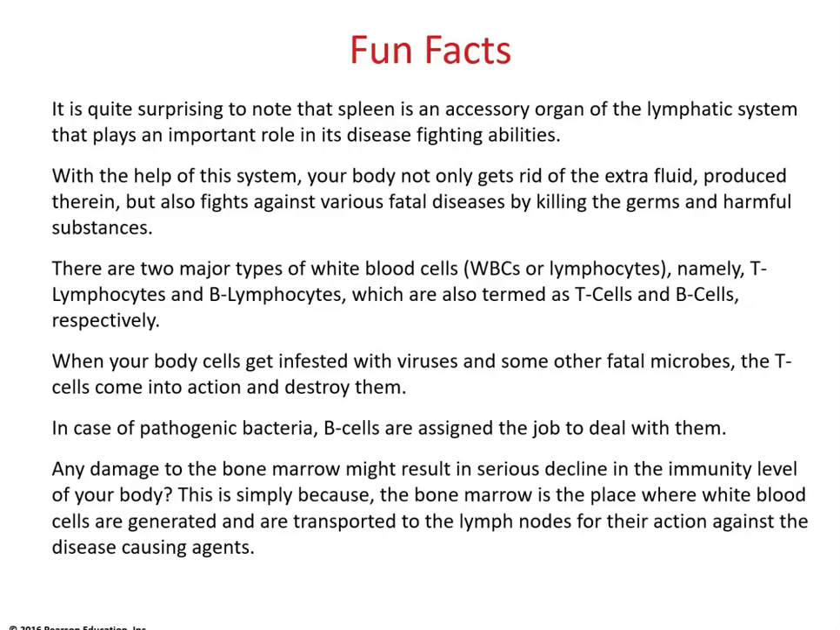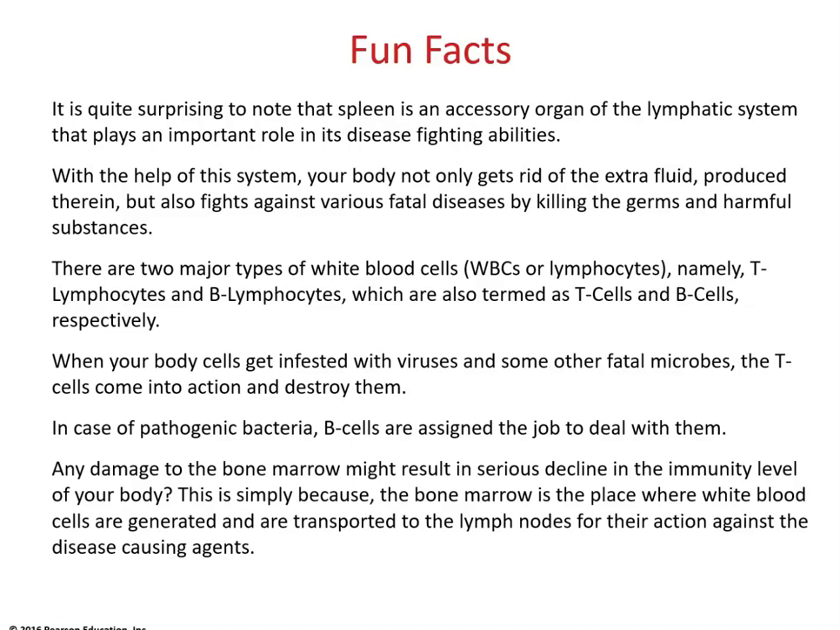With the help of this system, your body not only gets rid of extra fluid produced therein, but also fights against various fatal diseases by killing the germs and harmful substances. Two major types of white blood cells. White blood cells are also called lymphocytes, namely T lymphocytes and B lymphocytes, which are also termed as T cells and B cells, respectively. When your body cells get infested with viruses and some other fatal microbes, the T cells come into action and destroy them. In case of pathogenic bacteria, B cells are assigned a job to deal with them.